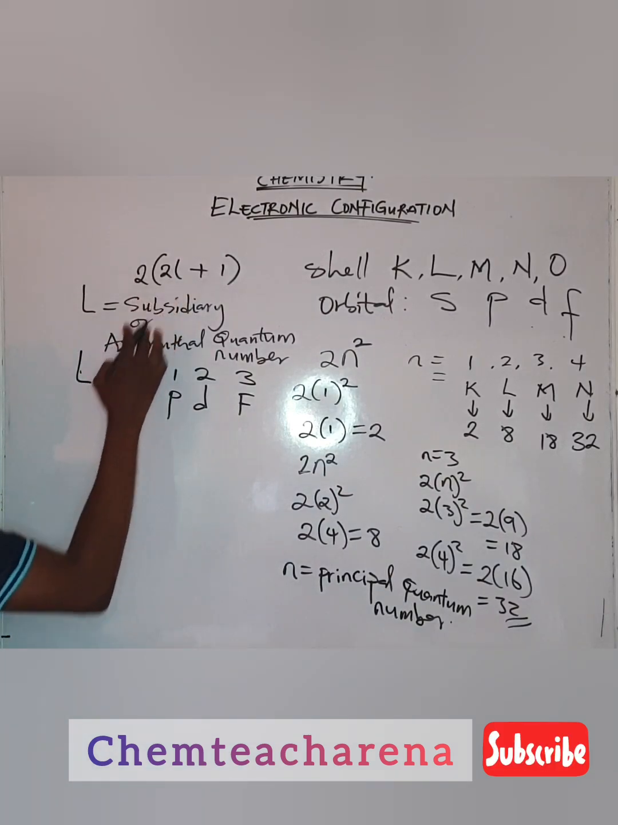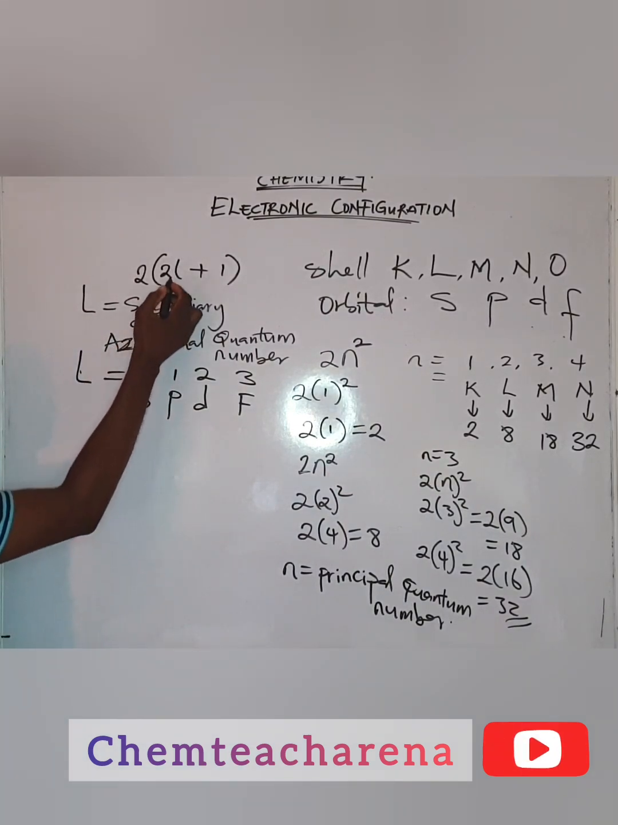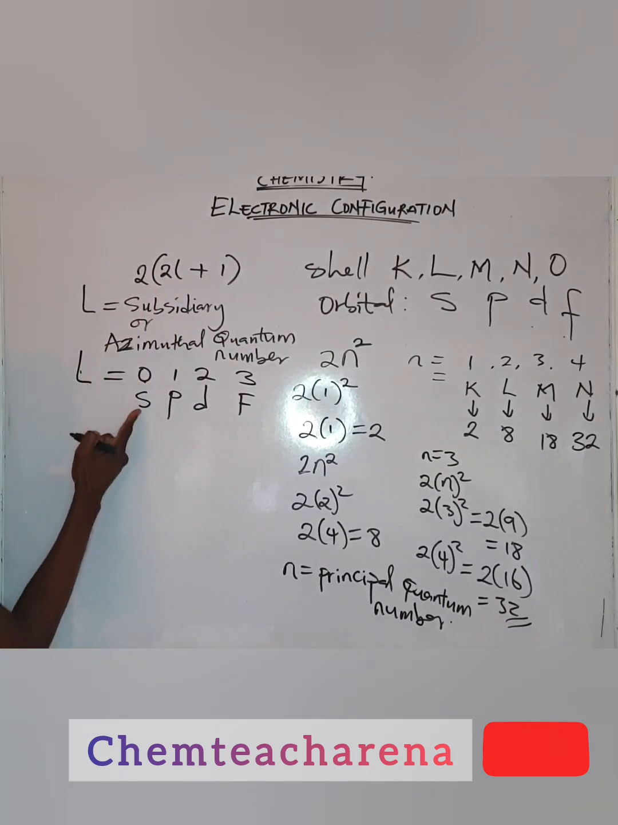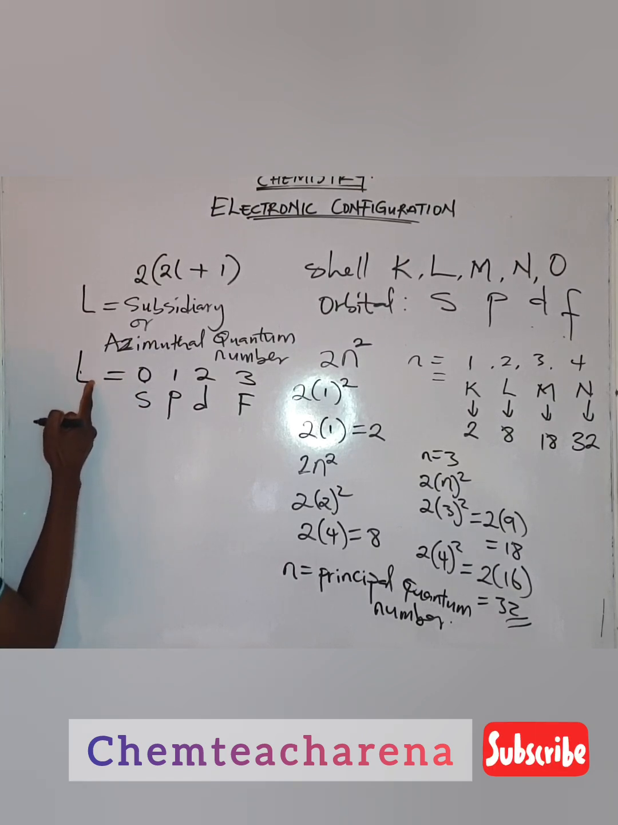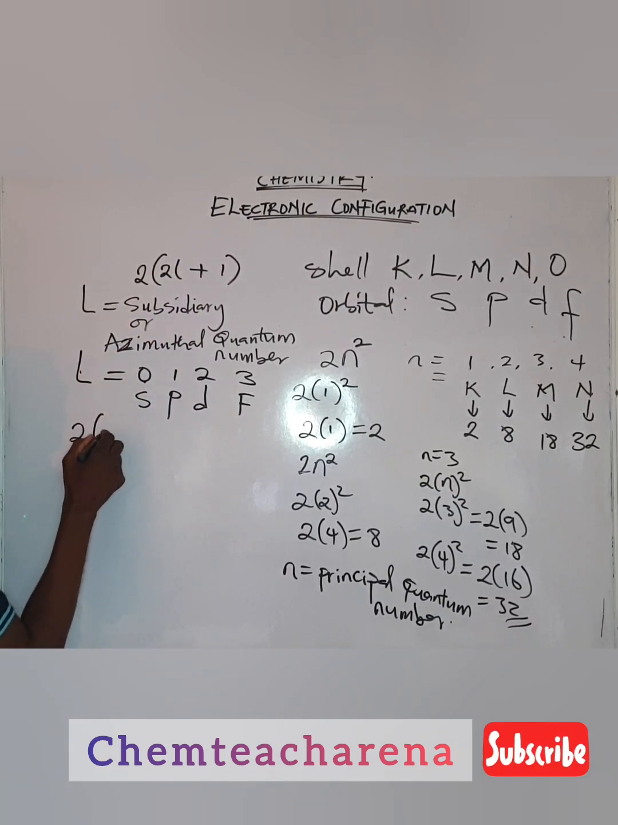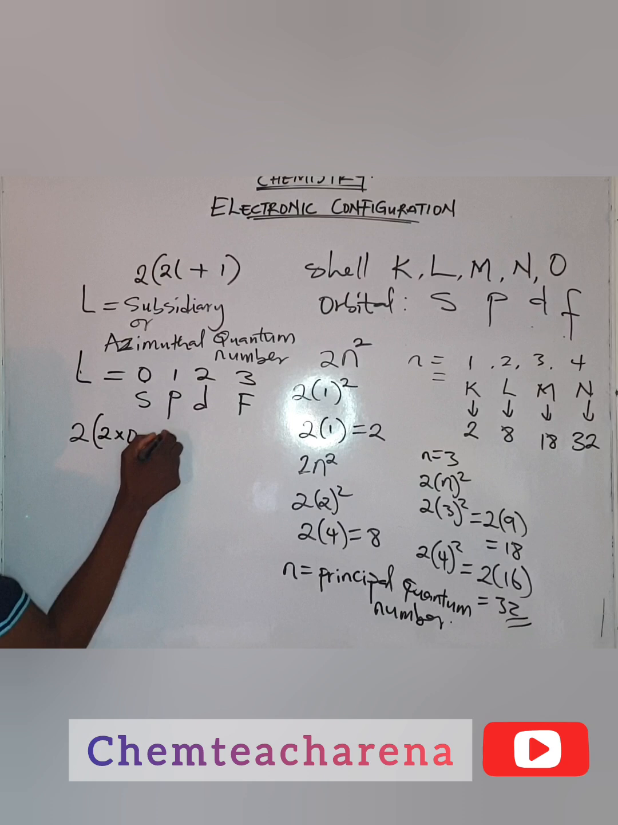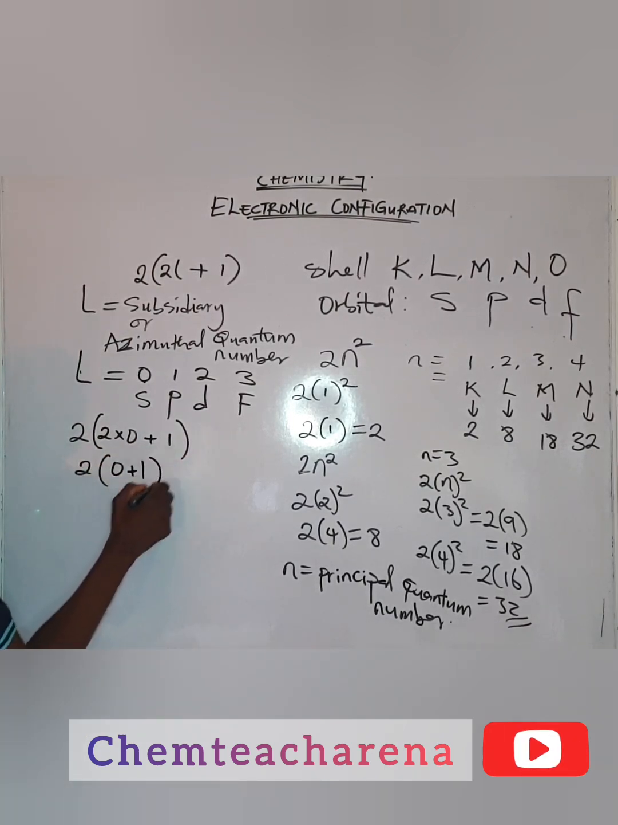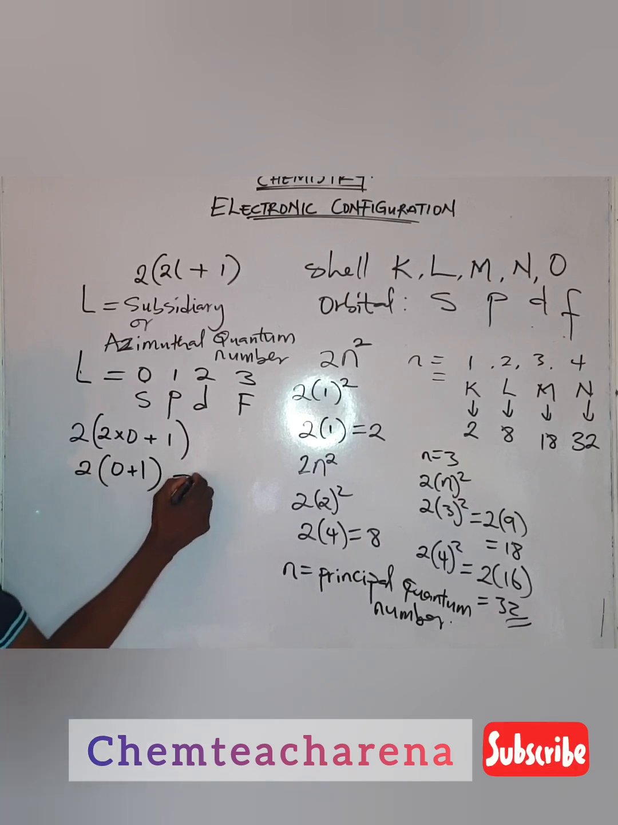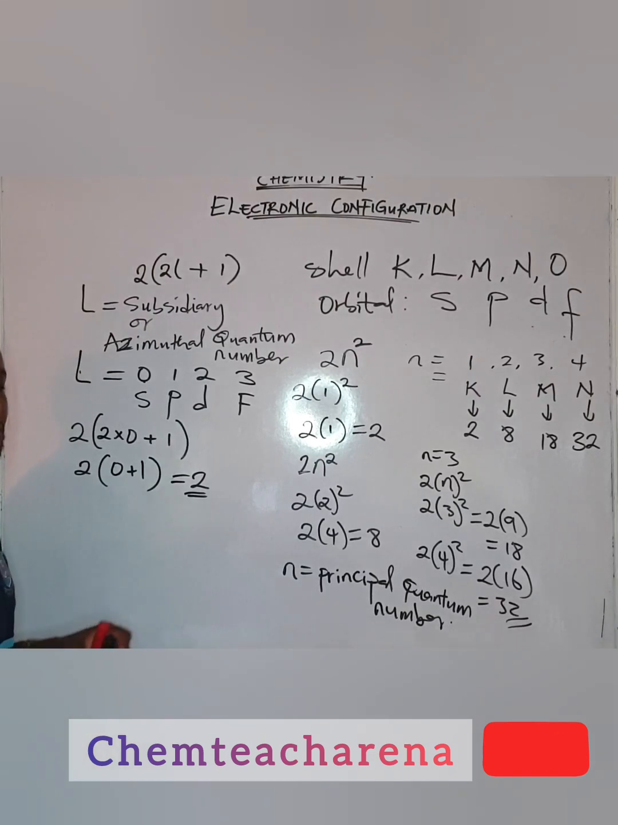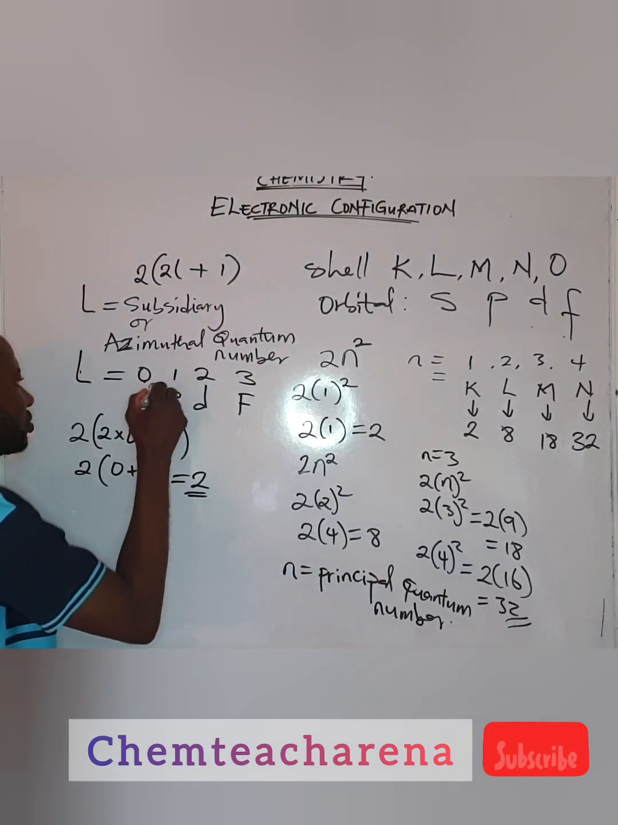So here, let's come to this formula. Let's look for S. The formula is 2 into 2L plus 1, where L is 0 for S. Now, where we see L, let's put 0 in the formula. Then we have 2 into 2 times 0 plus 1. So we now have 2 bracket open, 2 times 0 is 0, plus 1. So this is 1. 2 times 1 is what? Is 2.